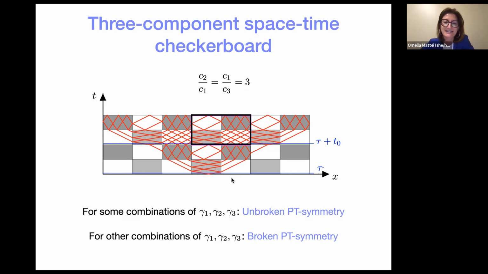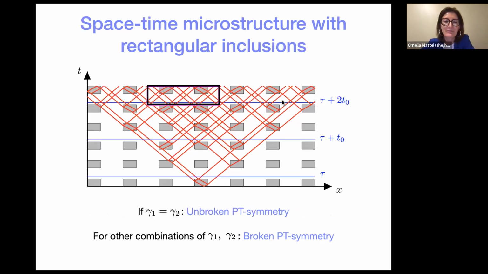Here we find that for some combinations of the wave impedances, the condition of PT-symmetry is unbroken. So you have a propagation of the wave with constant amplitude, but for others, you do not. If I plotted the graphs for these cases, you would see exactly what I showed for the previous case. So I'm going to skip that, and I'm going to show you another space-time geometry that is not a space-time checkerboard.